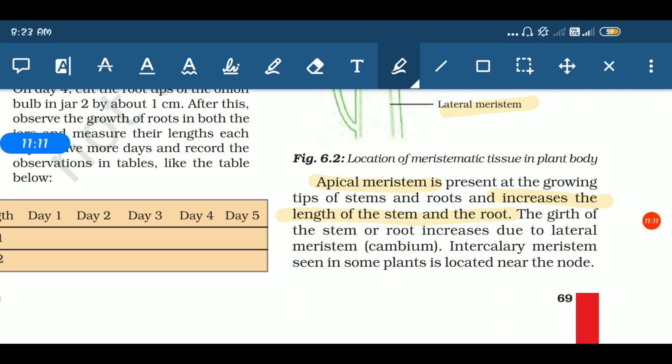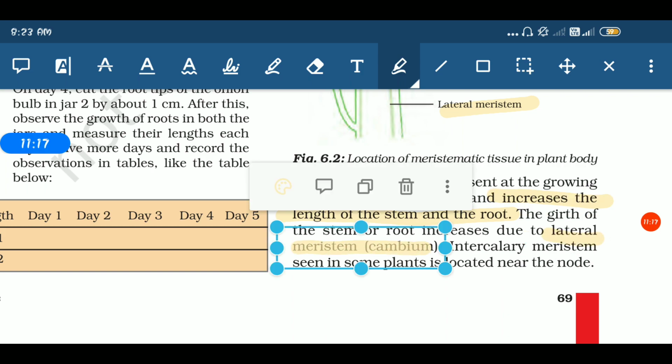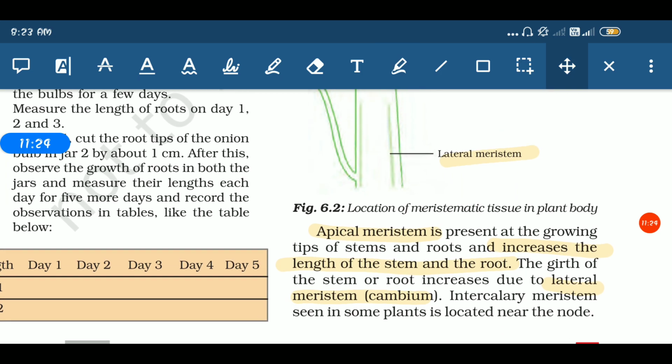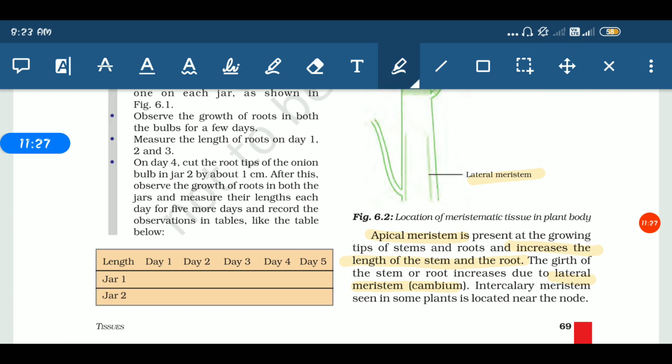Okay, the second type is the lateral meristem. Now lateral meristem is also known as the cambium. Now student, you need to understand that lateral meristem is present at the sides of the root, as you look over here in the diagram. So lateral meristem is present on the sides of the root or the stem, and this is basically responsible to increase the girth of the stem or the root. So the girth of the stem and the root is being increased by the division of the lateral meristem.